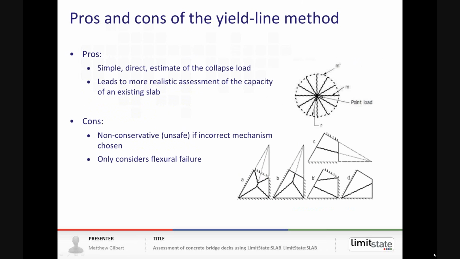So in terms of pros and cons, pros, the Yieldline method provides a simple means of directly estimating the collapse load. From an assessment perspective, you can get a more realistic assessment of capacity than elastic methods for existing slabs. Cons, it's non-conservative if you choose an incorrect mechanism. Also, it only considers flexural failure. It doesn't consider, for example, shear failure, and it doesn't give you any indication about deflections prior to collapse.